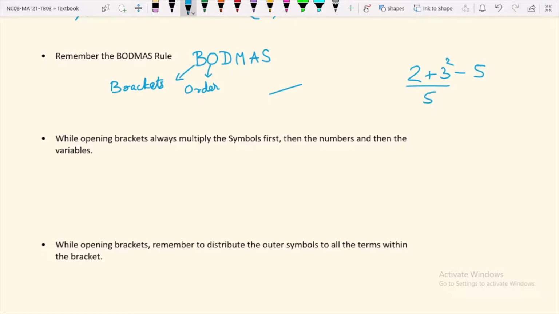2 plus 3 will be 5. Then I will write 5 square minus 5. 5 minus 5 is 0. 0 square is nothing but 0. So 0 is the value. I cannot solve it like this.